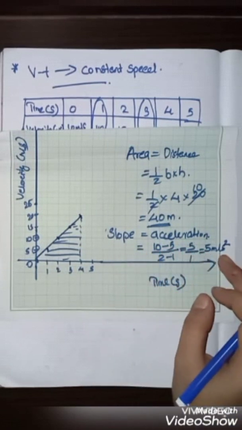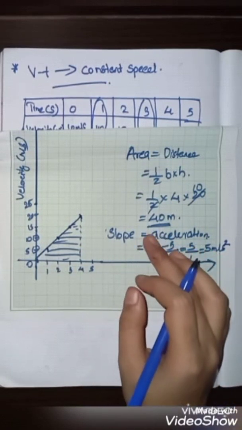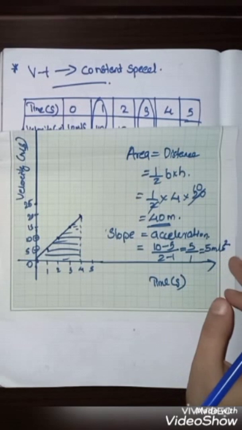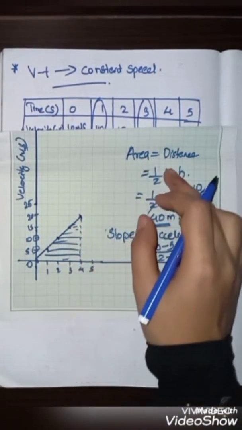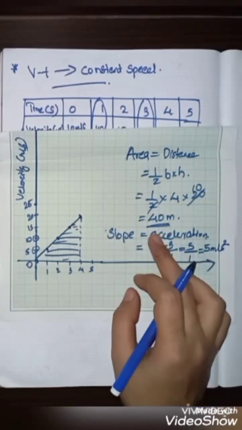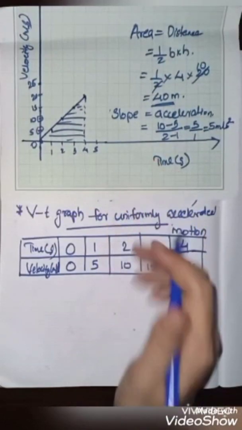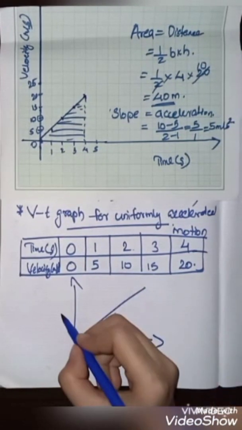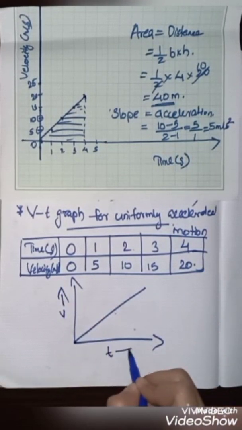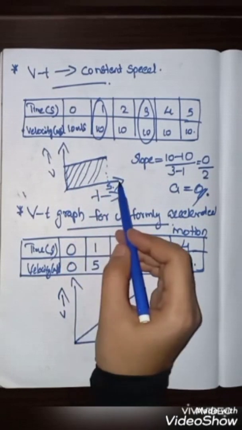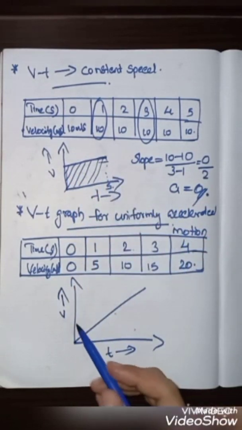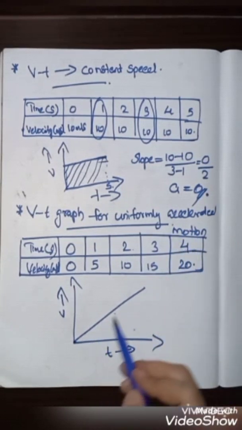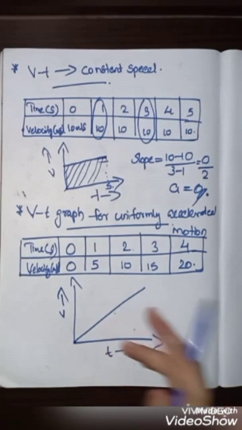Here slope is equal to 5, that is the slope of the velocity time graph is equal to acceleration, that is acceleration is equal to 5 meter per second square, and the area under this graph gives the distance, that is distance is equal to 40 meter. For uniformly accelerated motion, the shape of the graph will always be like this. Here it is velocity and here it is time. Constant speed will be like this, and the velocity time graph of a body moving with a uniformly accelerated motion will be like this. Hope you understand this.